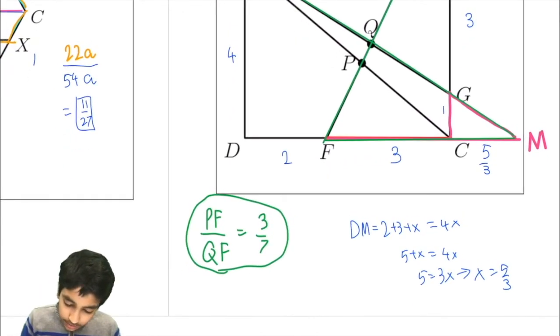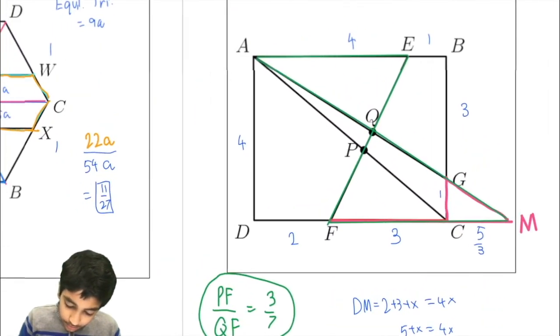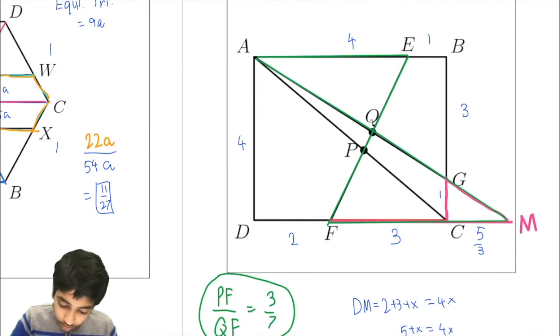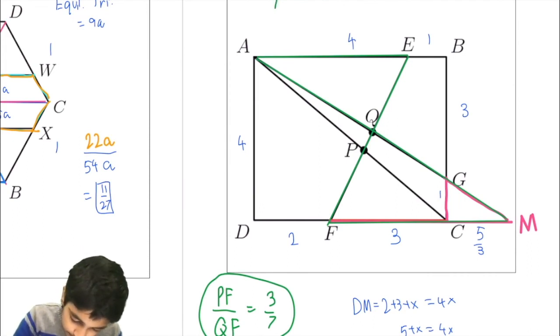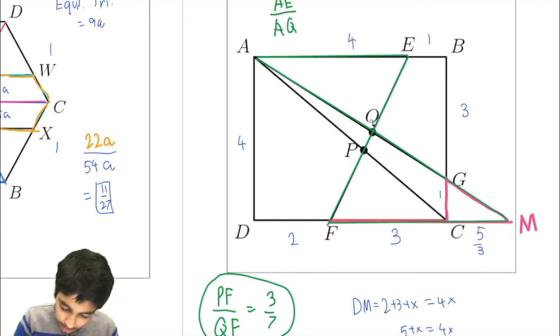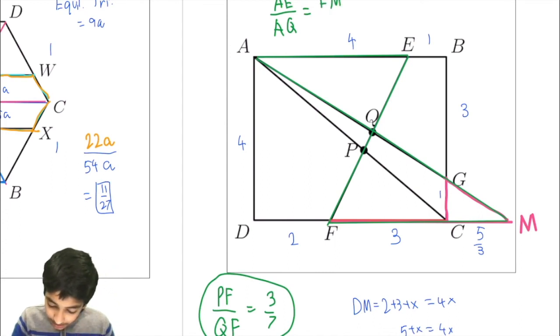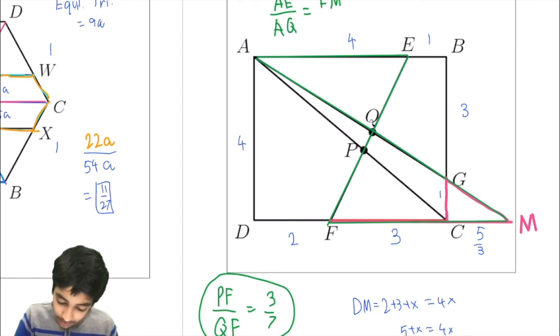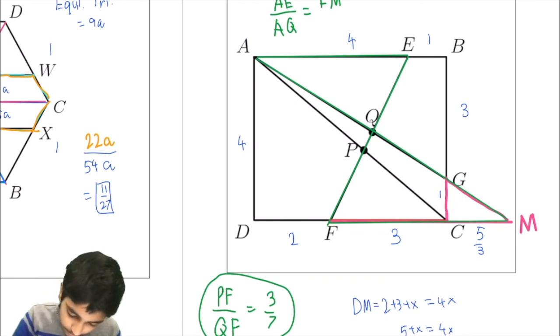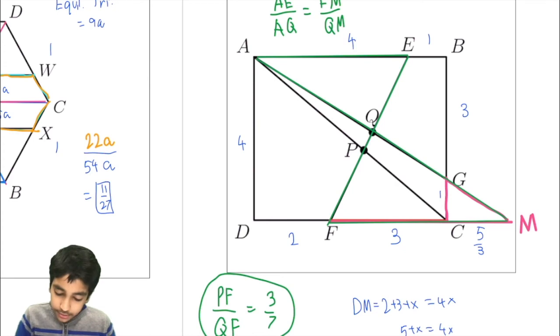Well, we can actually notice that by similar triangles, the ratio of the bases, we can see that AE over AQ is going to be equal to FM over QF by similar triangles, right? Since the triangles are similar, the bases are parallel, they pass through the same line, they're similar.